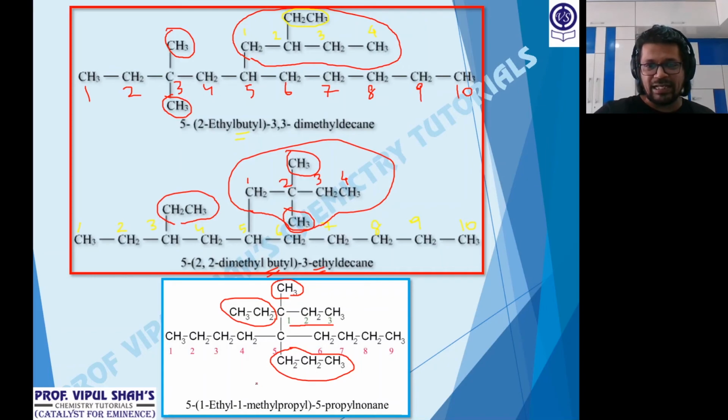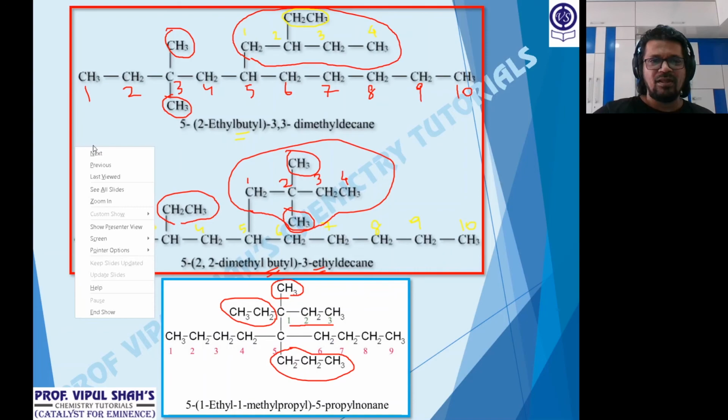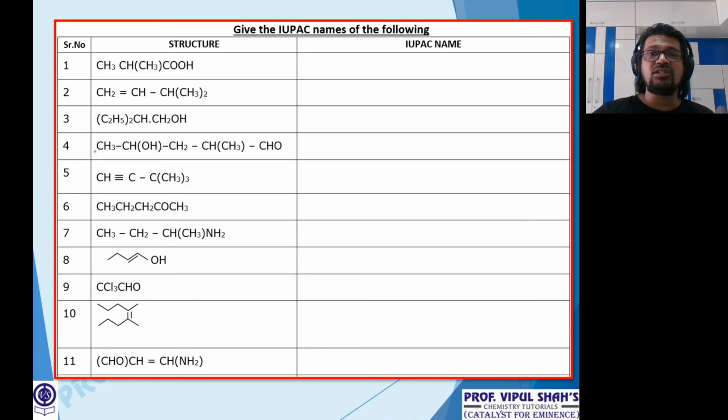So once again, the continuous chain first we did. On 5 again a continuous chain of 3. So on 5 1 ethyl 1 methyl propyl, bracket closed. 5's 1 valency done. Now the second valency. On 5 again 3. So 5 propyl and then the skeleton of 9. That's done. Okay. Now next, yes, this is your homework.